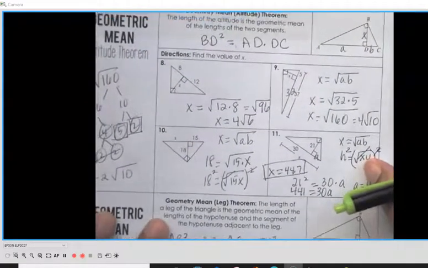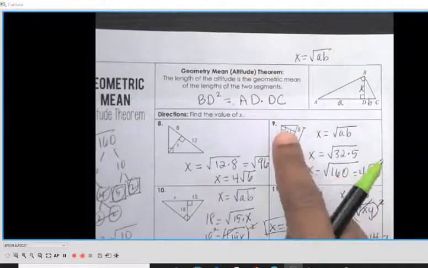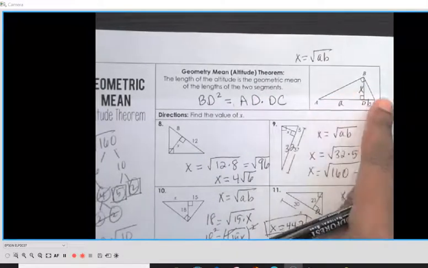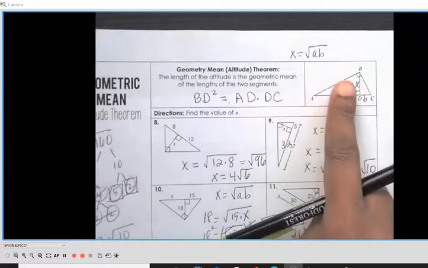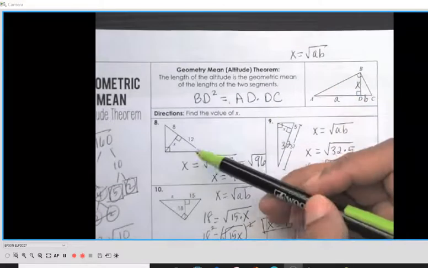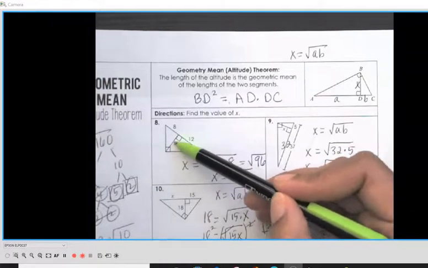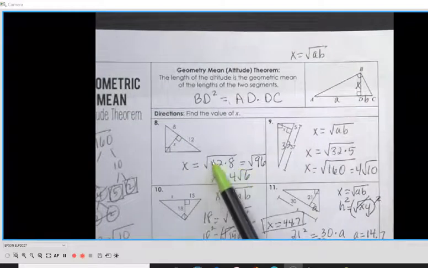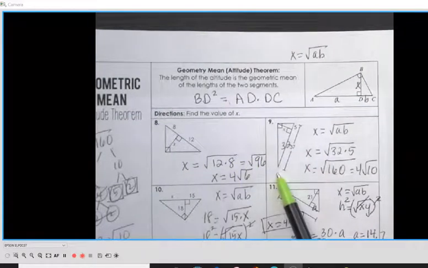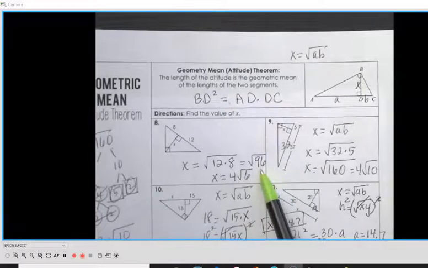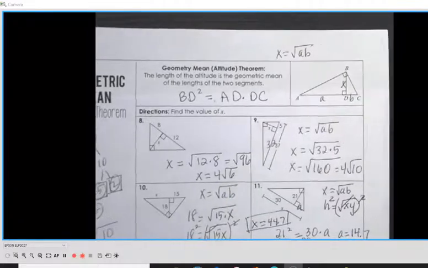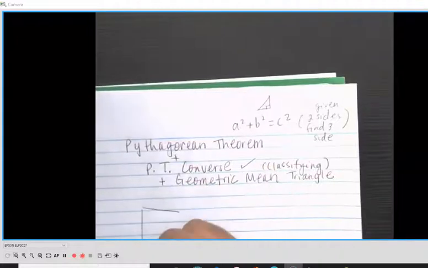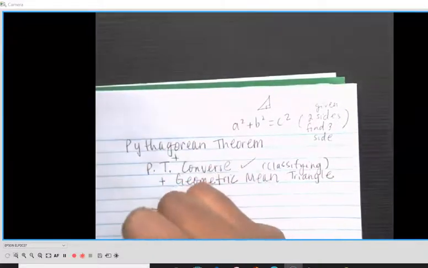So remember that we had a relationship between the altitude, which is the inside, and these two segments on the right triangle. So we have x is equal to the square root of AB. So if you look at number 8, all we did here is say x is equal to the square root of 12 times 8. When we multiplied 12 times 8 under the radical, we got the square root of 96. We did prime factorization, and we got 4 root 6. Okay, let's look at number 9. I actually shot this one earlier, and I'm reshooting this video, so we'll work this one out for you guys.